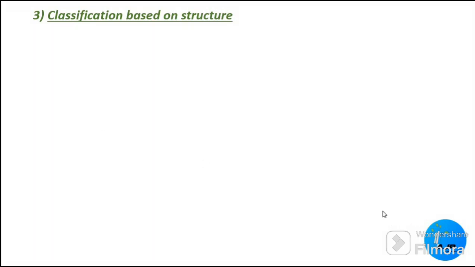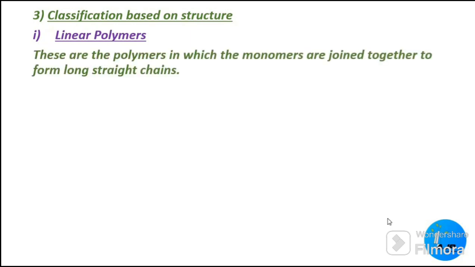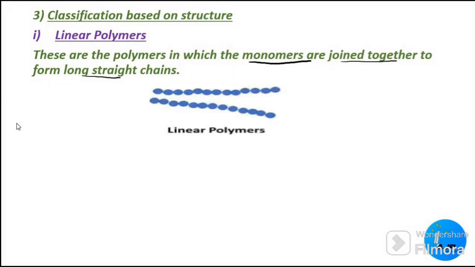Under the classification based on structure, the first one is the linear polymers. These are the polymers in which the monomers are joined together to form a long straight chain. Let me give the schematic representation. This is how the linear polymers would be. The monomers will be attached in a straight chain, joined together to form a long straight chain, so these are called linear polymers.